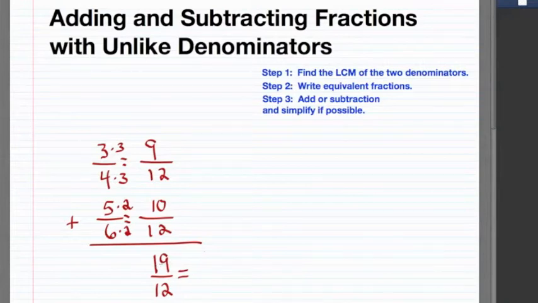But essentially, this means 19 divided by 12. So how many times does 12 go into 19? It goes in there one whole time, because 1 times 12 is 12. There are 7 left over, and I'm going to keep my denominator of 12. So 19/12 is equivalent to 1 7/12. And that is how we add and subtract fractions with unlike denominators.